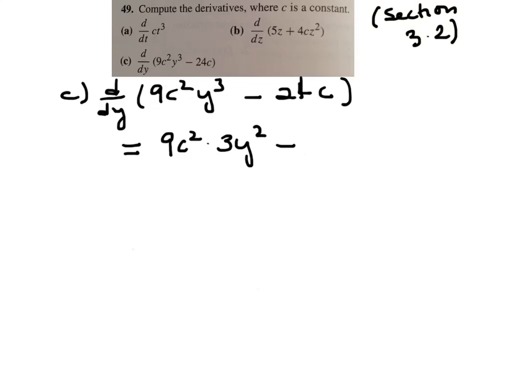But remember that c is constant, right? So, and there are no y's in this function. So since we're taking the derivative with respect to y, not c, c is a constant. Like, think of c as 2 or 1. The derivative of a constant is 0. So our final answer, if we gather the constants here, is 27c squared y squared.